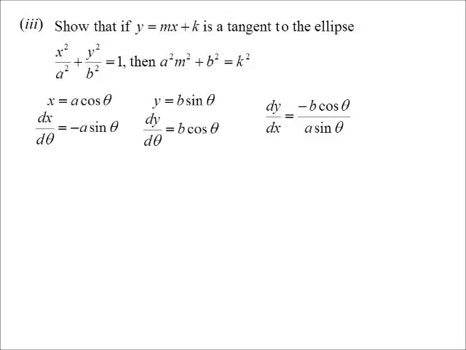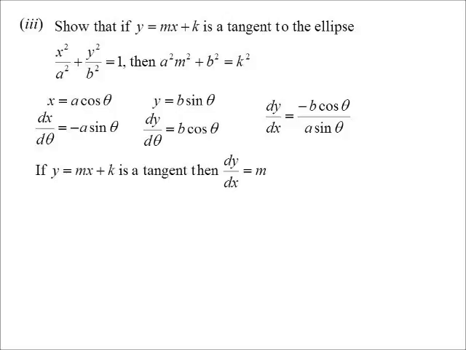X is equal to a cos theta. So dx to theta is minus a sine theta. In case you haven't worked it out, I'm differentiating. Y equals b sine theta. Divided theta is b cos theta. So, okay, I've got my derivative. Now, why on earth did I do that? Because we know this line is a tangent to the ellipse. So I know that the derivative must equal m, because it's the slope of the tangent.